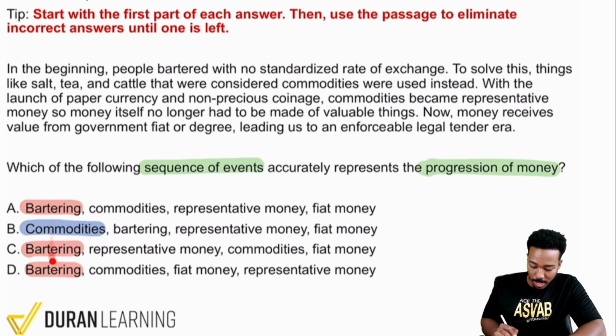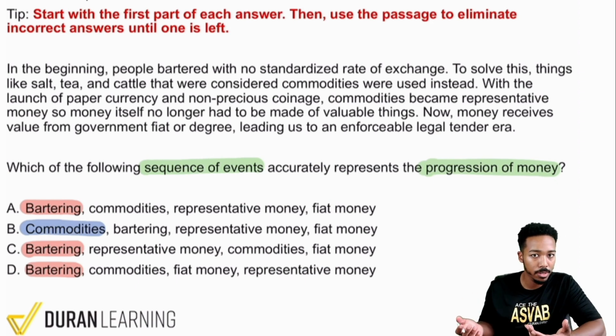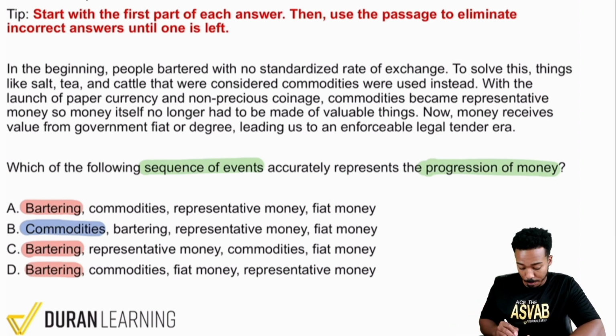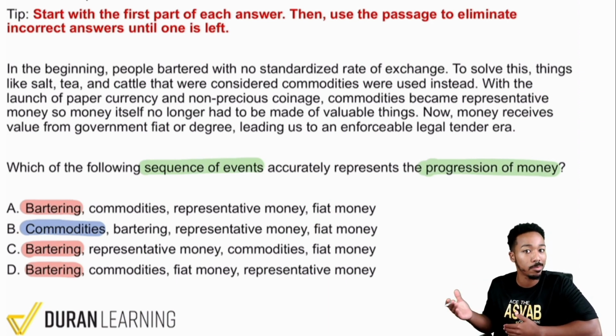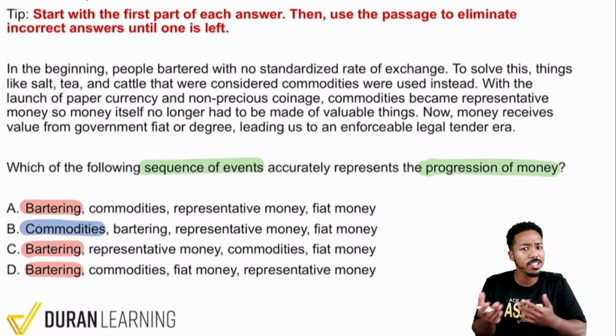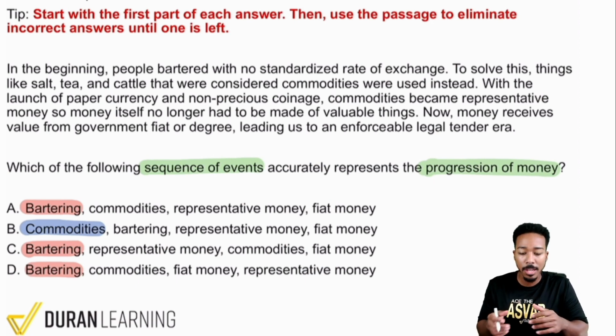I'm going to look through the passage now and see if bartering or commodities comes up first. Because if bartering comes up first, I can eliminate B. But if commodities comes up first, then I already know what my answer is. B is automatically the answer if commodities comes up first. So are you starting to see how process of elimination is excellent for a sequence of events? There's no point in reading the whole passage when you can just start here.